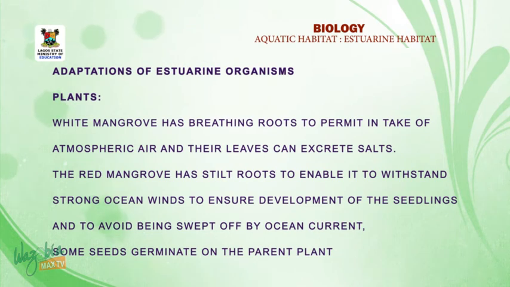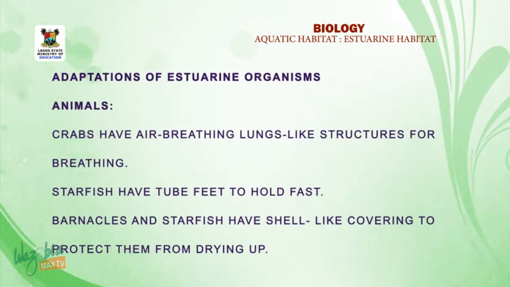Then it's also to ensure development of the seedling and to avoid being swept off by ocean currents. So these stilt roots enable them to withstand strong ocean winds, to ensure development of the seedling, and to avoid being swept off by ocean currents. Some seeds germinate on the parent plants. Those are another adaptive feature. Now let's look at the adaptive features of animals.